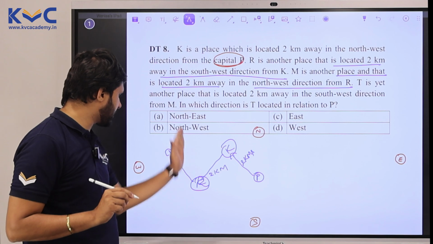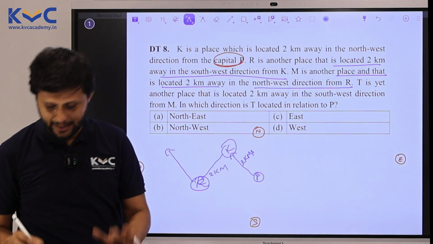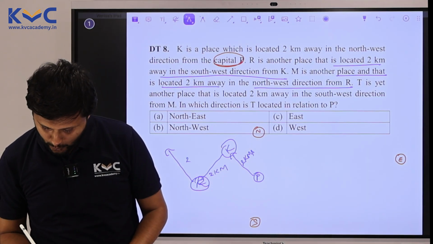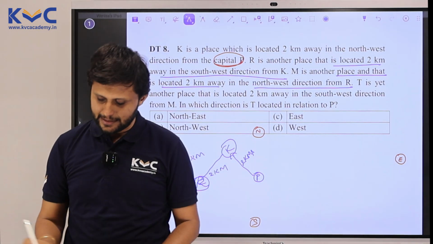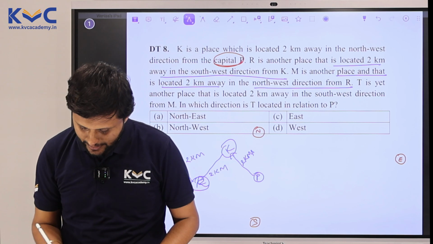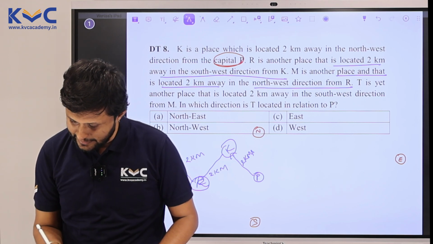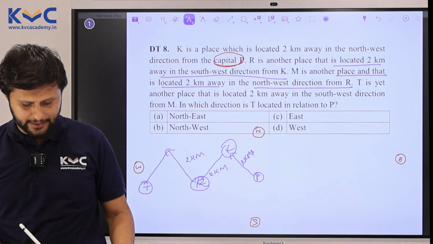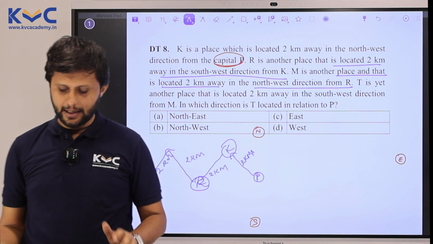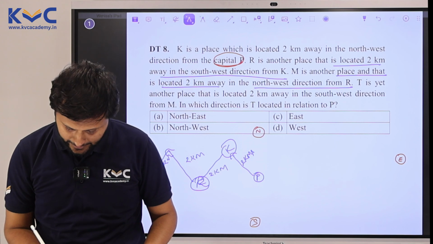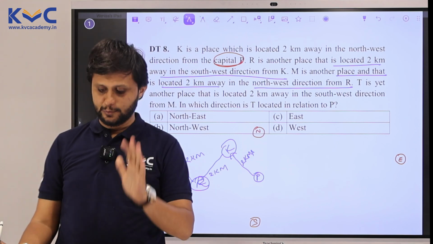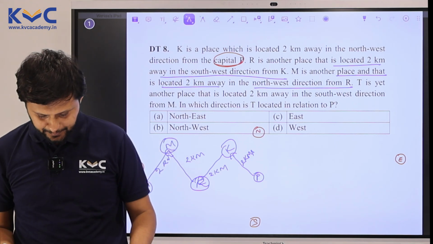See, north would have been straight. This is northwest. Again, 2 kilometers. And T is at another place. Now again, southwest. This is T at another place. This is also 2 kilometers in the southwest direction from M. This was M, right? Okay, this is M. Fine, so now we have the diagram.